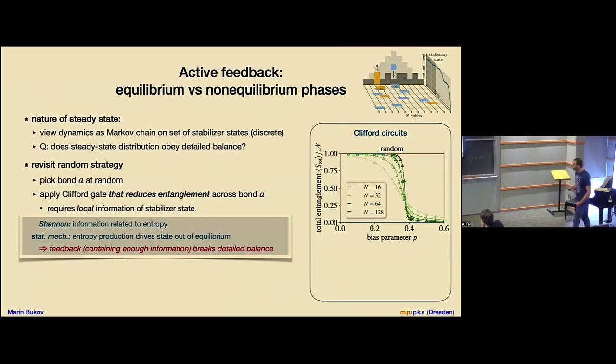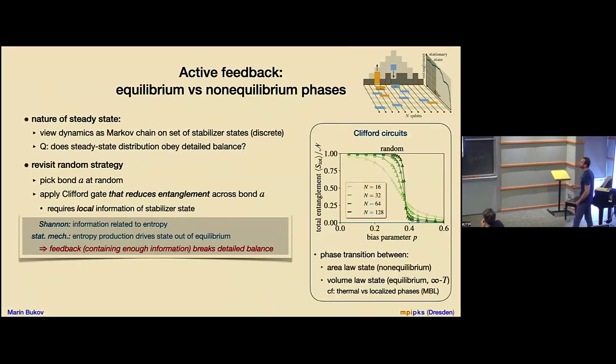Now, let's see how we can think about this phase transition from this perspective. In this language, what we see is that this transition now becomes a transition between a non-equilibrium area law state at large values of P and an equilibrium, that is to say, infinite temperature volume law state at probabilities below the critical point. Those of you who are thinking about quantum dynamics, this is somewhat similar to the thermal versus localized transition in MBL, although the physics is arguably sufficiently different.